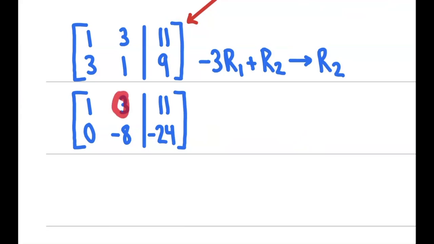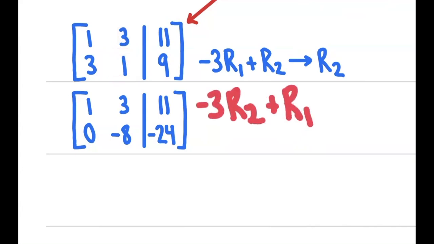Some people don't know what order to do the operations in. That's a very great question. We are going to get the 0 here first instead of here, because the way to get a 0 here is I have to do -3 times the second row plus the first row, and that will replace the first row. So if this becomes -3 and then I add it here, this will become 0.